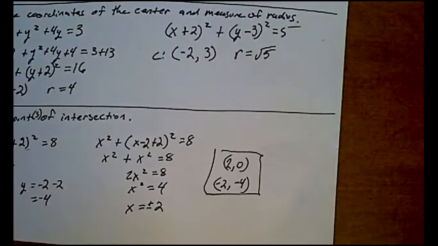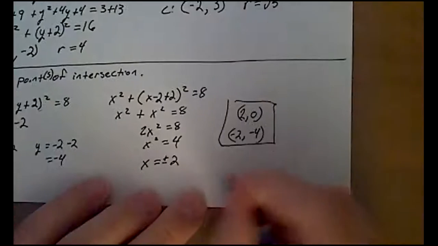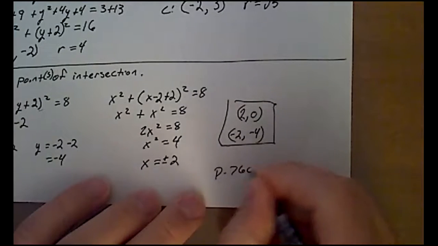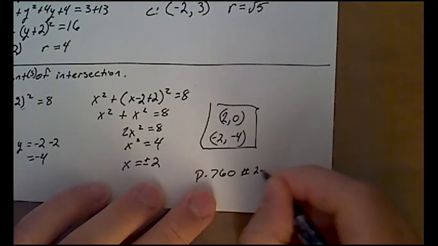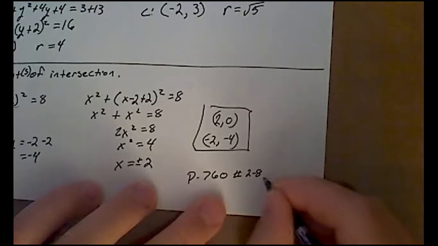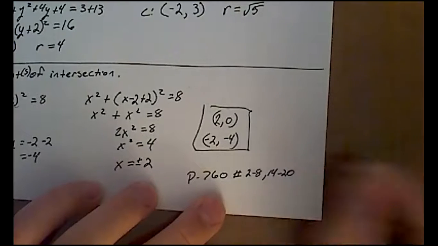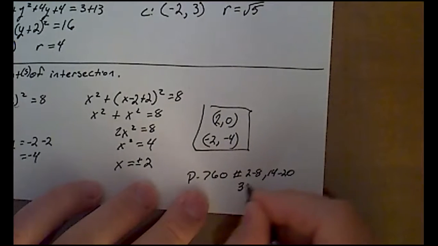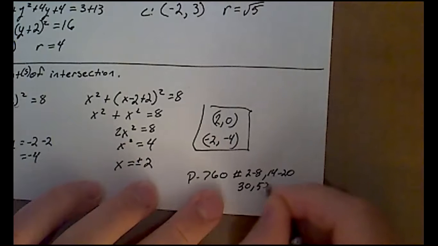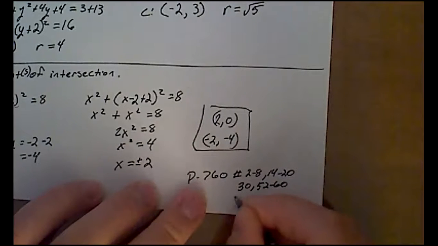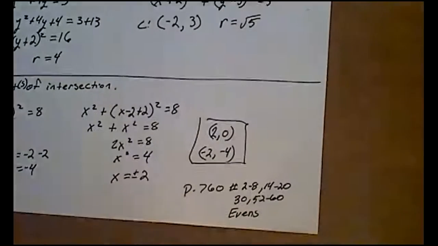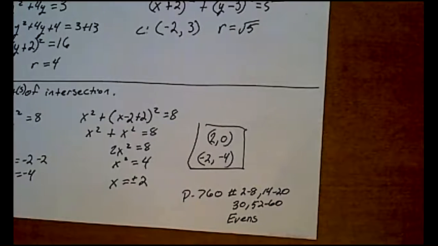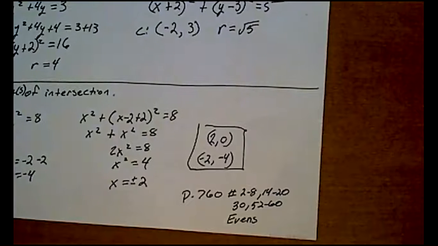All right. Last thing then is homework. You're going to go to page 760. You're going to do numbers 2 through 8, 14 to 20, 30, and 52 to 60. All of that is evens. Tomorrow there will be no video, just a review assignment, and Friday a quiz.